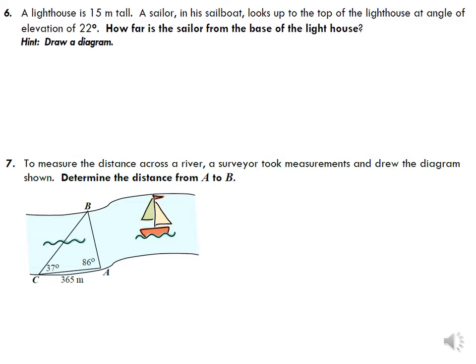Our next two, number 6. A lighthouse is 15 meters tall. A sailor in a sailboat looks up to the top of the lighthouse at an angle of elevation of 22. How far is the sailor from the base of the lighthouse? So we have a lighthouse, straight up and down. Got some water, got a boat, and we got a sailor looking up to the top. So this is going to make a triangle.